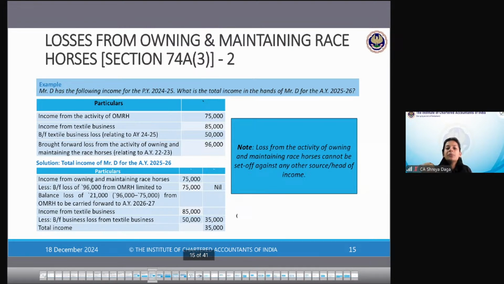So this provision applies to a person who owns and maintains the racehorse. A person who ordinarily is just going and betting in a horse race, who does not own and maintain a racehorse, for him the income is like winnings from lotteries, etc. He cannot set it off.